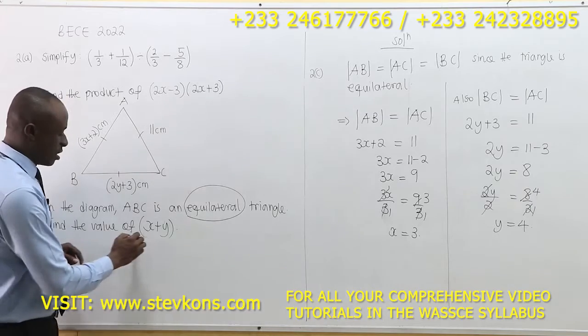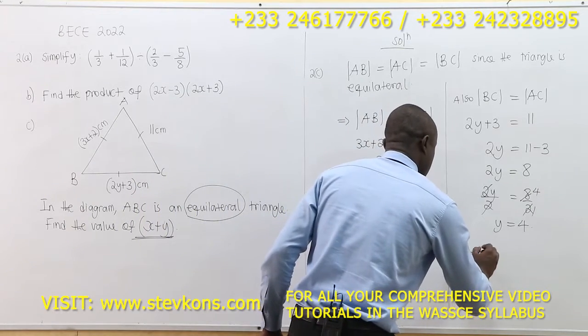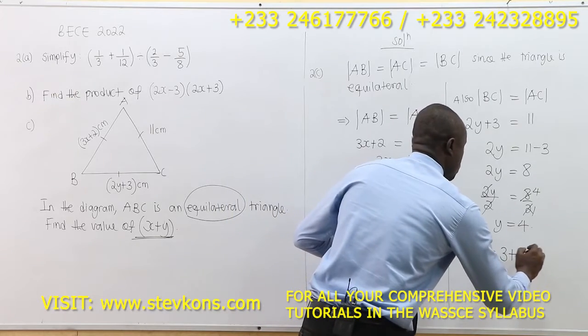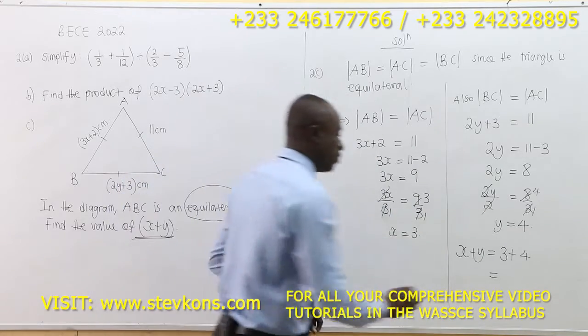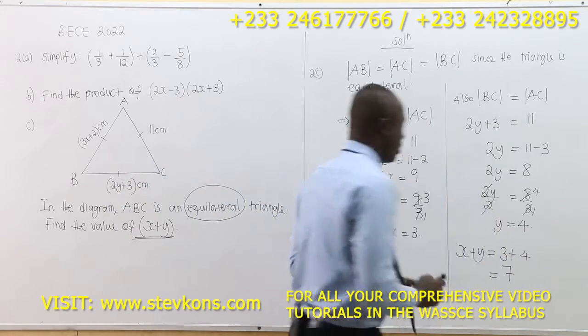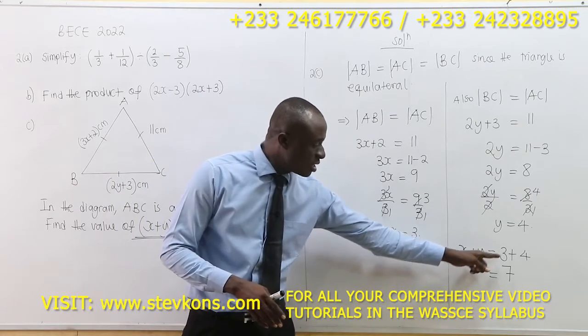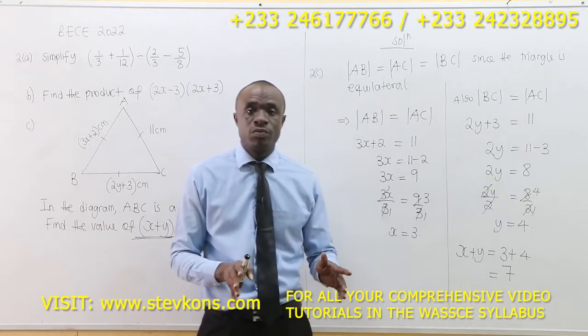What do you want to find? X plus y. So our x plus y. What is x? X is 3. What is y? Y is 4. 3 plus 4. And we have 7. So that's it. X plus y. That's 3 plus 4. And this equals 7. That's very, very trivial. Very, very simple.